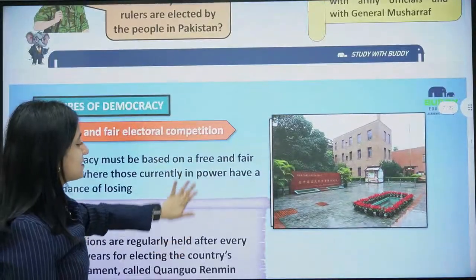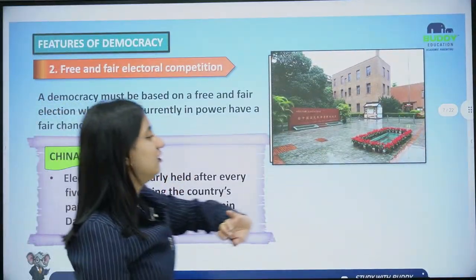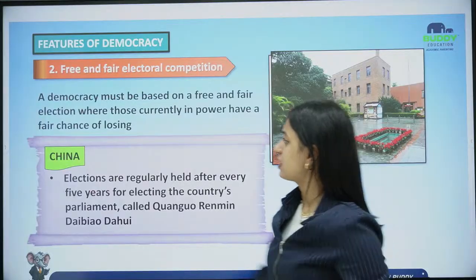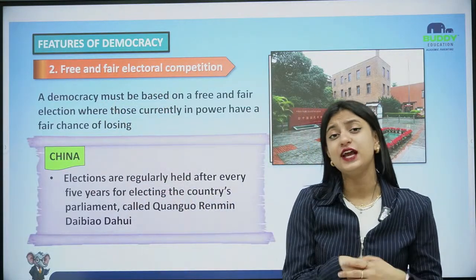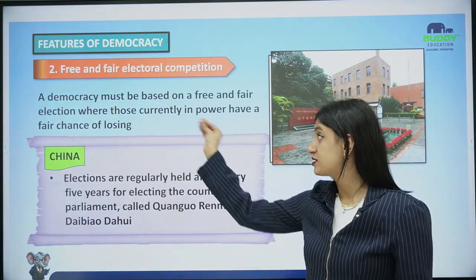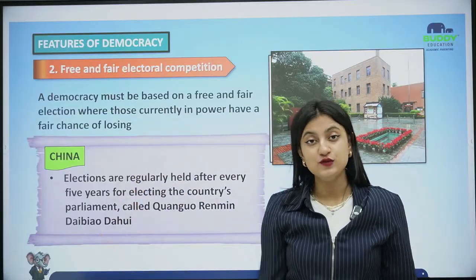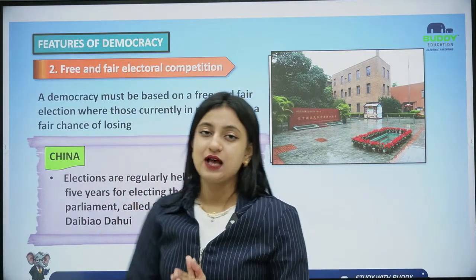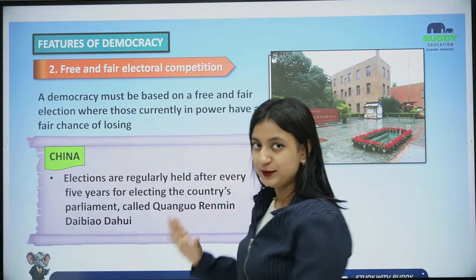Moving forward with the second feature that we have here. The second feature here is that a democracy must be based on a free and fair election, where those currently in power have a fair chance of losing. Now, I'll give you an example. We'll have a story later, but I'll give you an example.